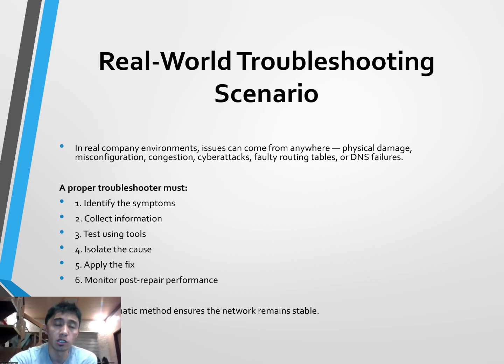Real-world troubleshooting scenario. In real company environments, issues can come from anywhere: physical damage, misconfiguration, congestion, cyber attacks, faulty routing tables, or DNS failures. A proper troubleshooter must: 1. Identify the symptoms. 2. Collect information. 3. Test using tools. 4. Isolate the cause. 5. Apply the fix. And number 6. Monitor post-repair performance. This systematic method ensures the network remains stable.